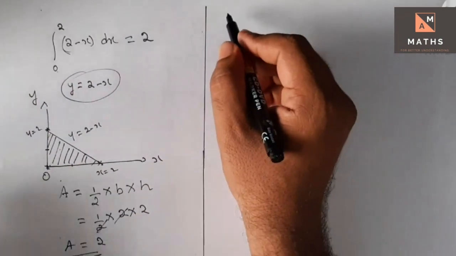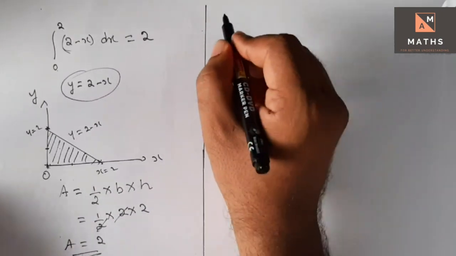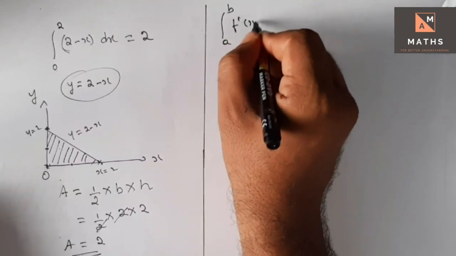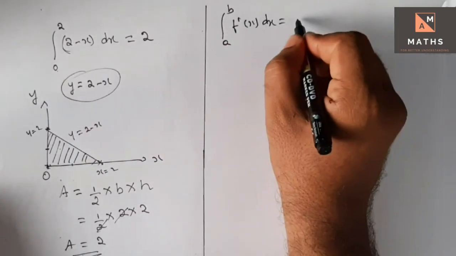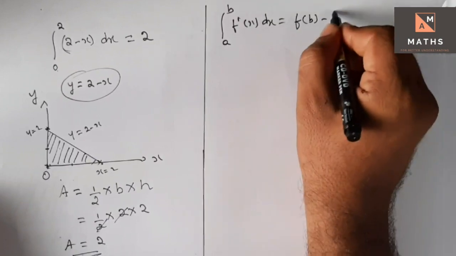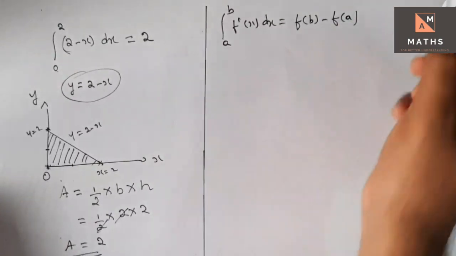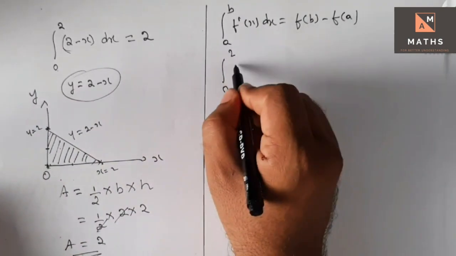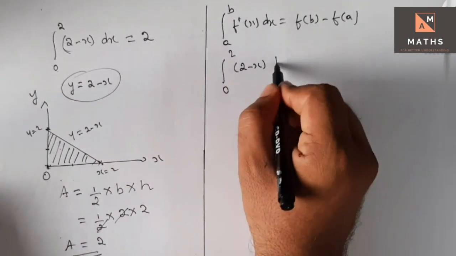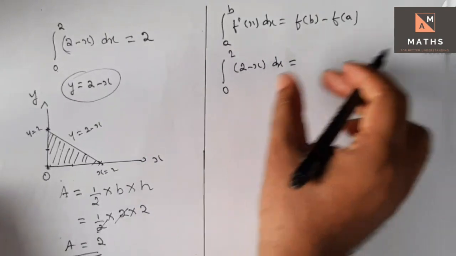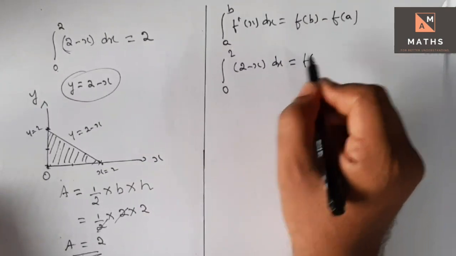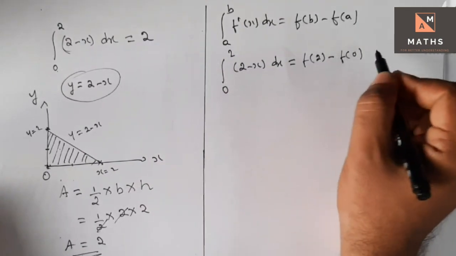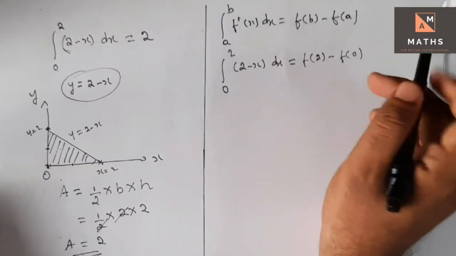Okay, so the fundamental theorem of calculus we know: the integral from a to b of f dash of x dx is equal to f of b minus f of a. Here we have the integral from 0 to 2 of (2 minus x) dx, which we can write as f of upper limit 2 minus f of 0. So here we have to find the value of f of x.